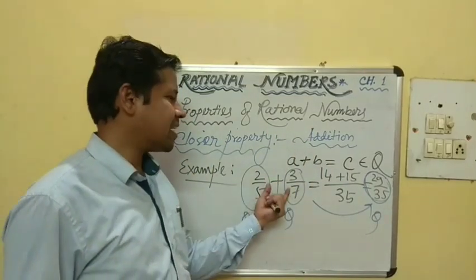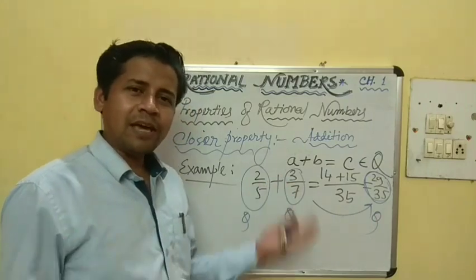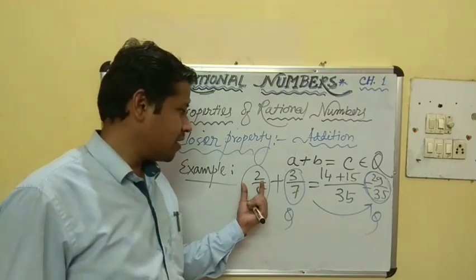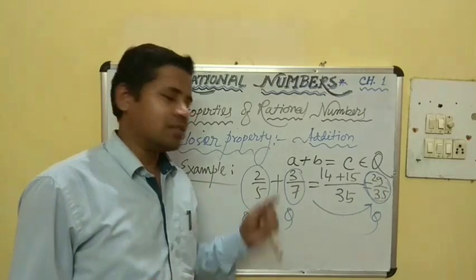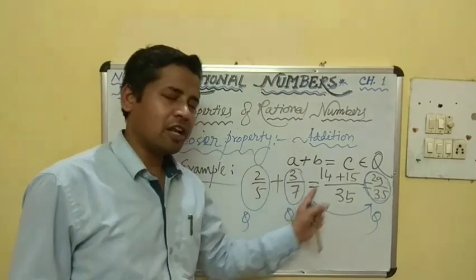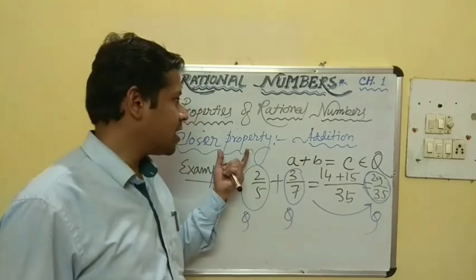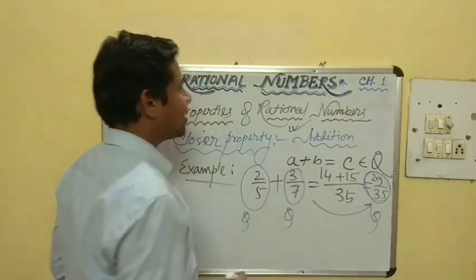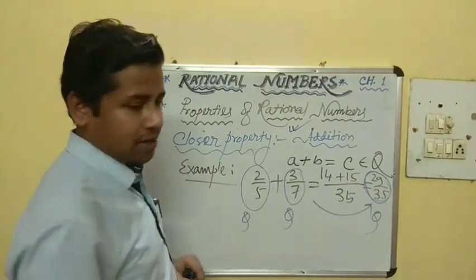Closed because they are related closely. The members of the same family are related. So here also, if we add them, you get the third member. So rational plus rational equals rational. If possible, then it holds, and obviously it is possible. So addition holds the closure property for rational numbers.